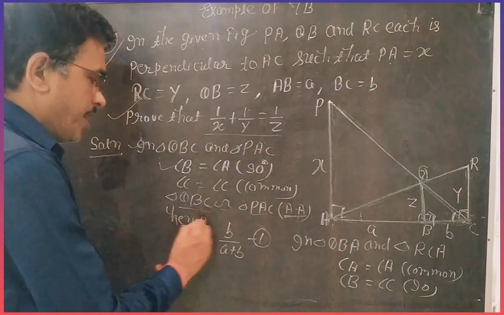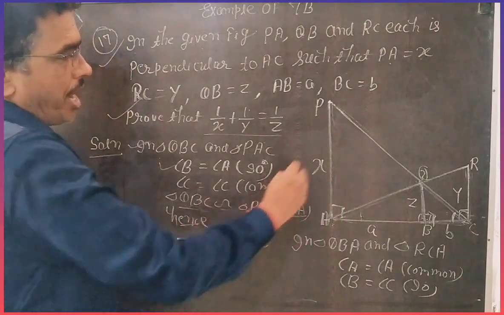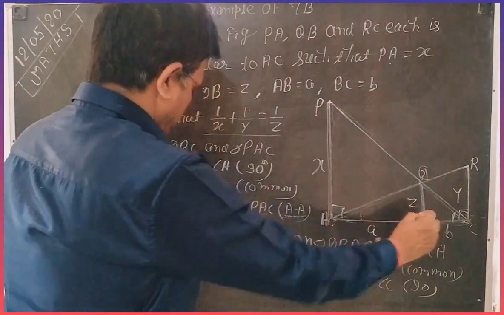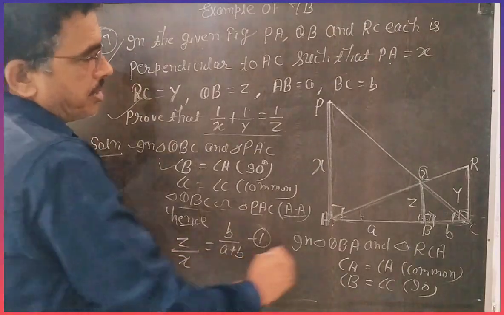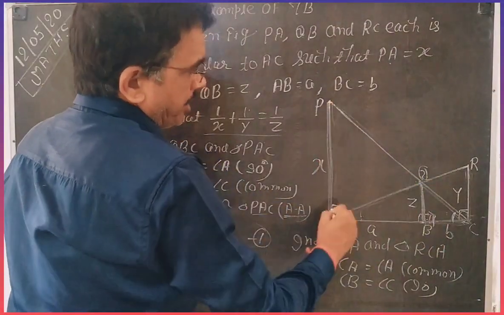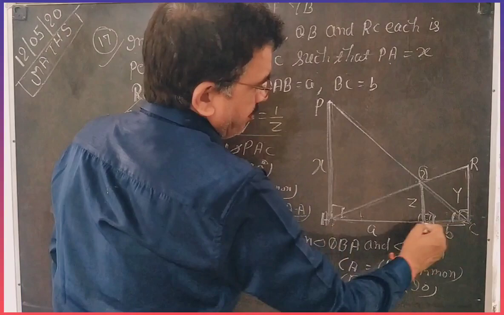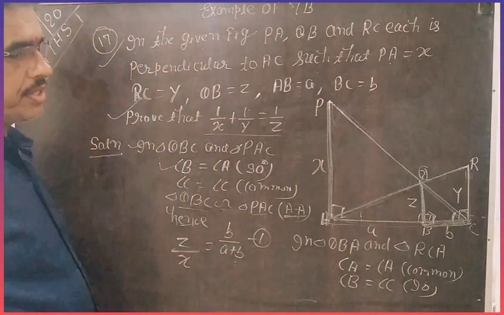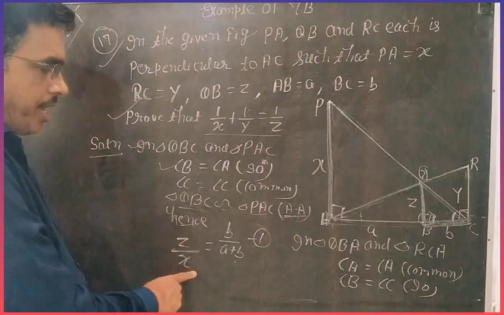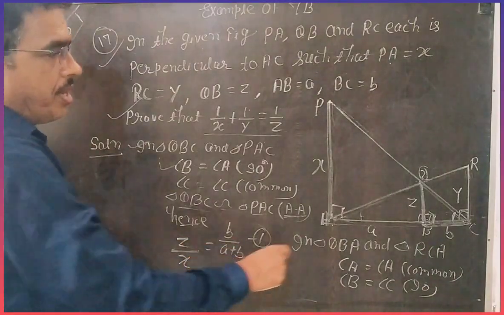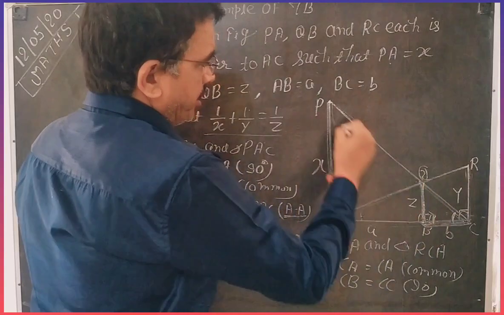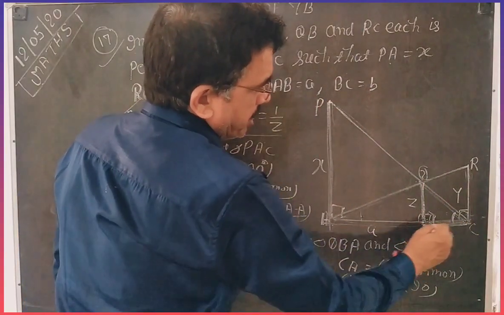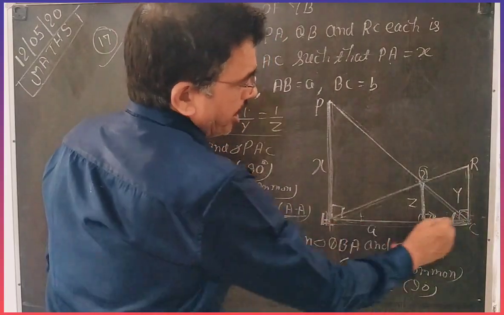If these are similar, hence their sides are proportional. I take the first side, perpendicular is X, then the other perpendicular is Z. I write Z by X. First I take Z, then X. Now the base, B by A plus B. First equation, that is Z by X is equal to B by A plus B. First we take perpendicular Z, then the large triangle perpendicular X. First take the small triangle base, that is B, and then the large triangle base is A plus B.